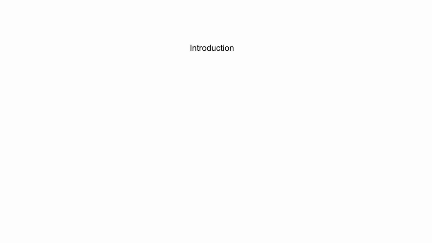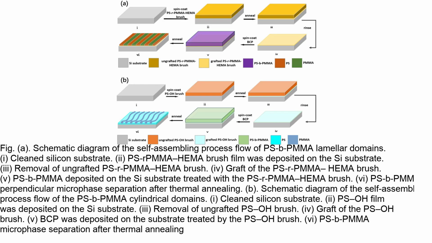The study aims to provide insights into the assembly morphologies of diblock copolymers on the same substrate and establish an optimized process for specific self-assembly. The results and discussion section will provide further details on the experimental methods and findings of the study. Schematic diagram of the self-assembling process flow of PS-b-PMMA1 lamellar domains and PS-b-PMMA2 cylindrical domains.